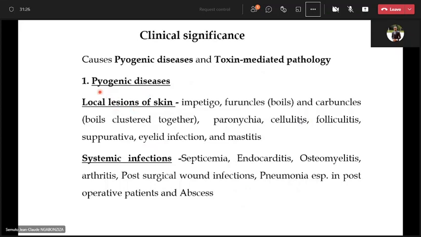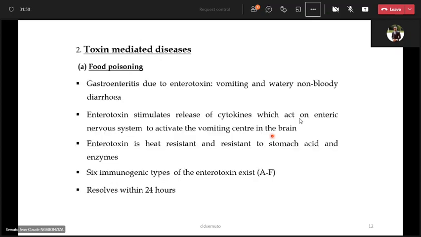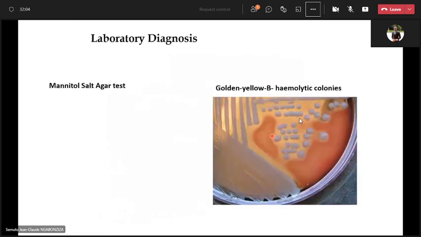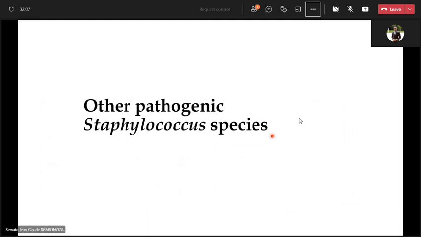We have pyogenic disease where there is local lesion of skin, but we also have systemic infection, which means it can reach all over the body, including the heart, the bones, the articulations, all over. Is that clear? And of course, toxin-mediated disease is always generalized, as you have seen. Any other question?